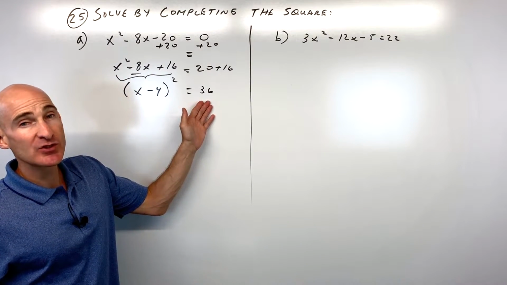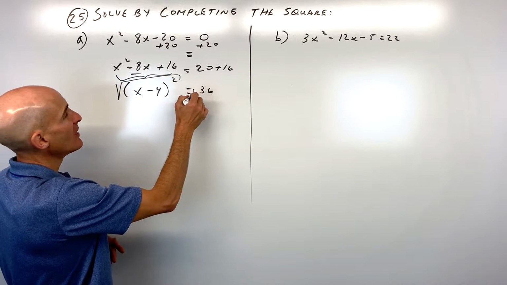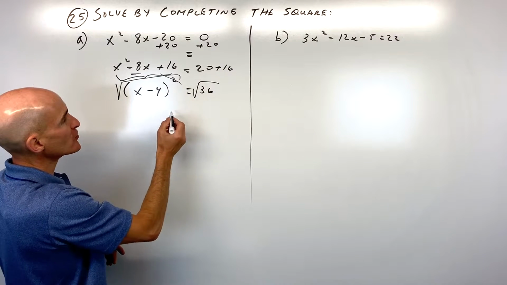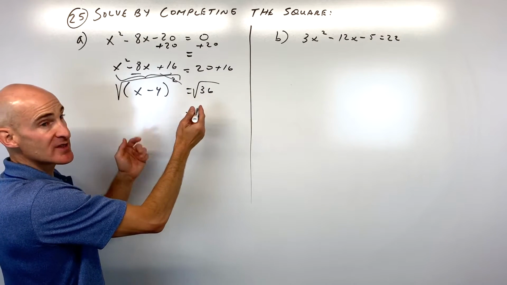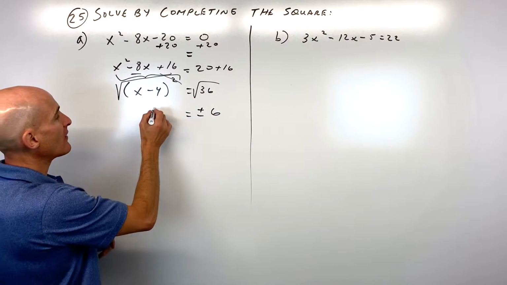So now we've completed the square, but now we want to get to the solving part, and we're going to do that by taking the square root of both sides, because the square and the square root cancel. When you take the square root of both sides, you get two answers, plus or minus 6. And here we have x minus 4.